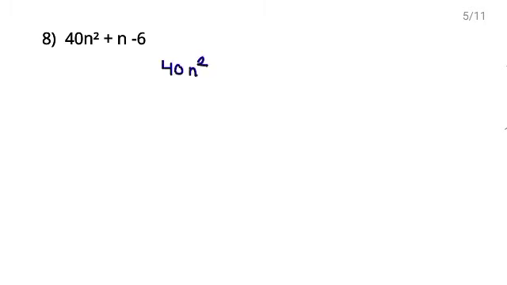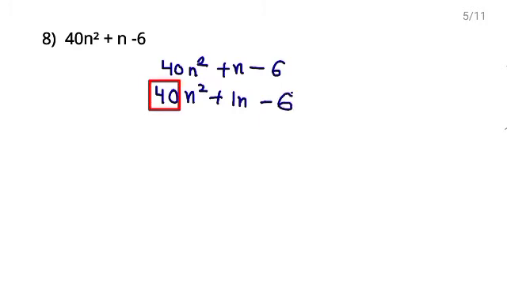40n square plus n minus 6. This is in the form of ax square plus bx plus c, right? You can also write it as 40n square plus 1n, minus 6. Now first of all you will multiply this and this. 40 multiply 6, 240, right?